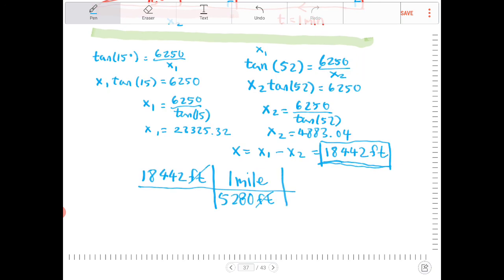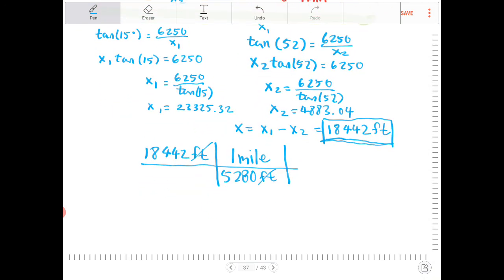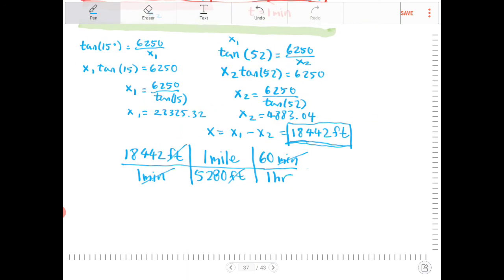Since this distance was traveled in 1 minute, I'm going to convert minutes into hours. I know that there are 60 minutes in 1 hour. Now look what happens: the minutes will cancel, and the final answer will be in miles per hour. So I take the answer I got a moment ago, multiply by 60, and divide by 5,280.